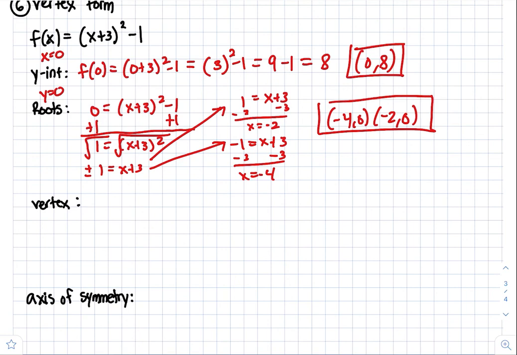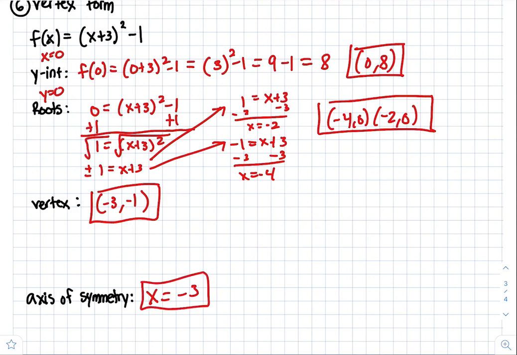For the vertex, remember, since we have vertex form, you should be able to see the vertex. Opposite of this one, which is negative 3, and the same as this one, the y coordinate of the vertex, negative 1. And your axis of symmetry is the x value of the vertex, which is negative 3. So this is some good practice for finding the y-intercept, roots, vertex, and axis of symmetry for whatever form. You just need to practice. Okay? Peace.